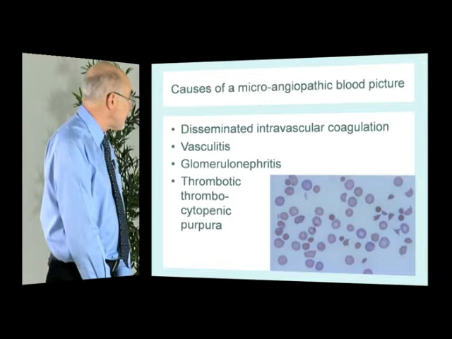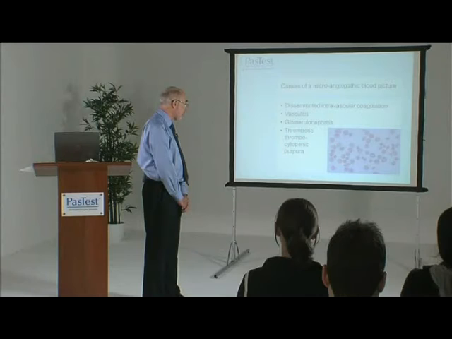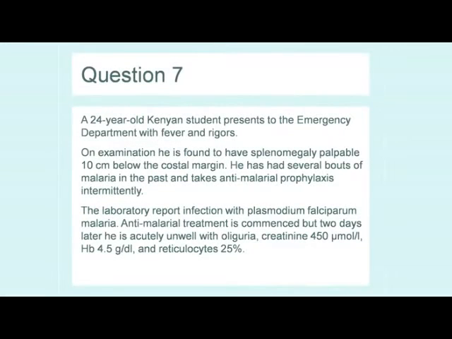Vasculitis, we've already mentioned immune vasculitis, and we've mentioned glomerulonephritis. And we will deal in more detail with the disease thrombocytopenic purpura in the coagulation lecture. Now we'll consider the next question.